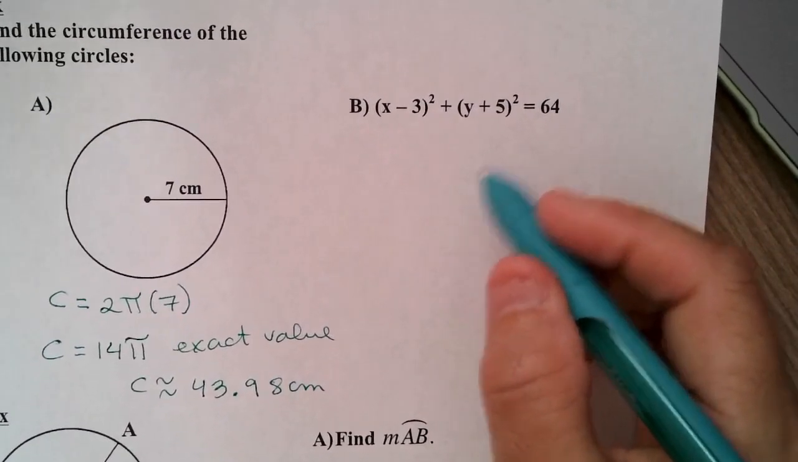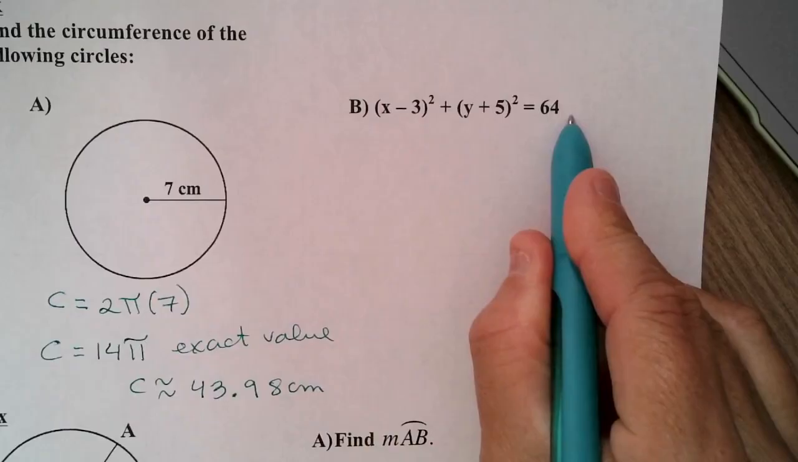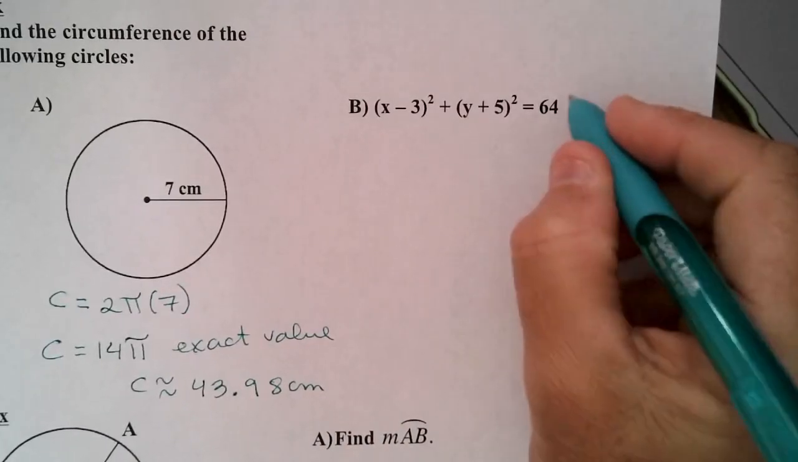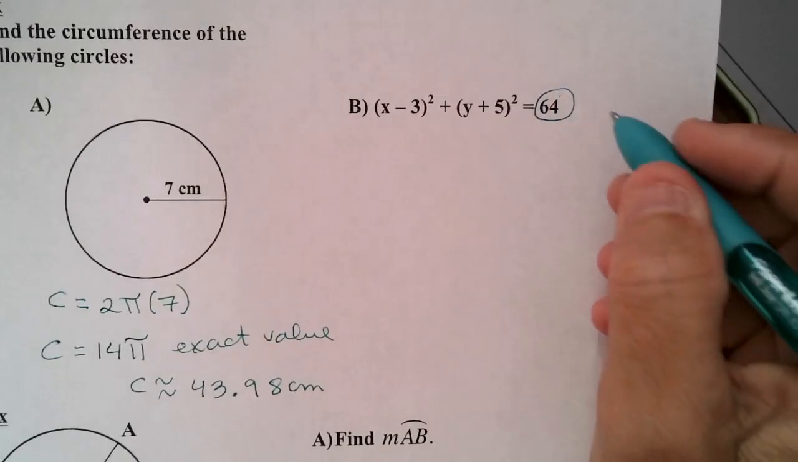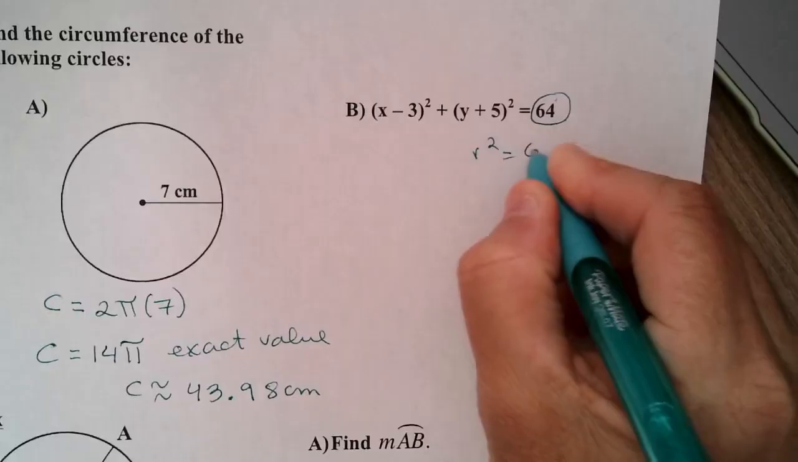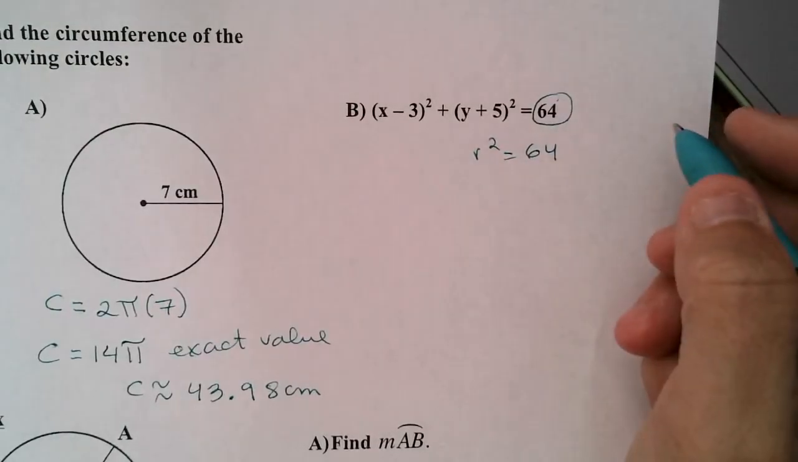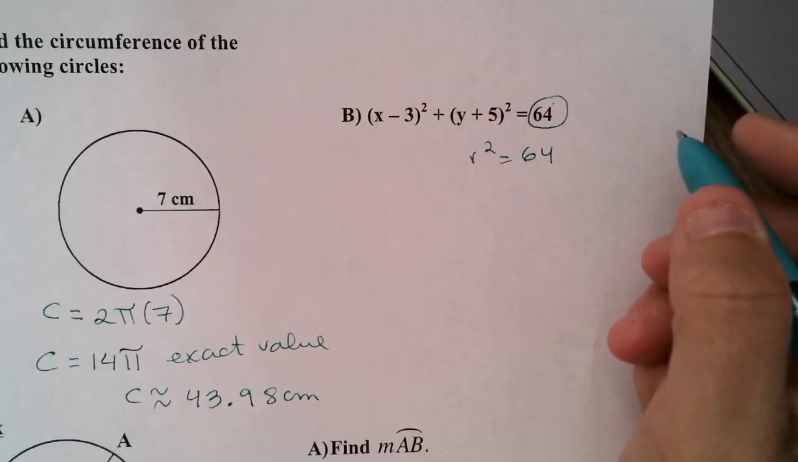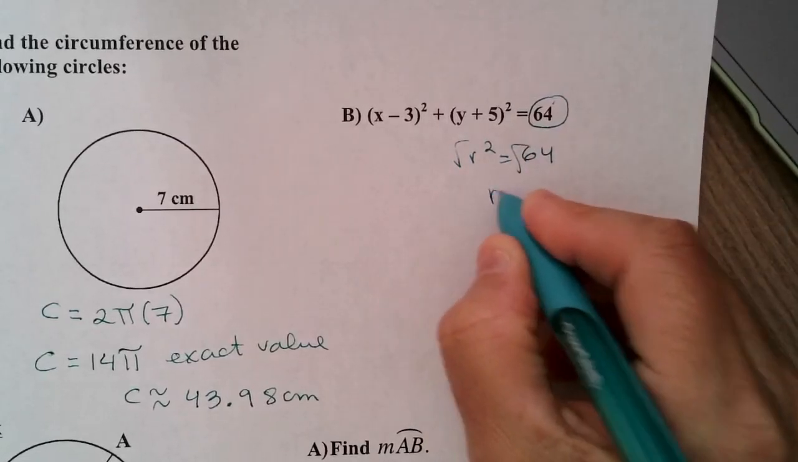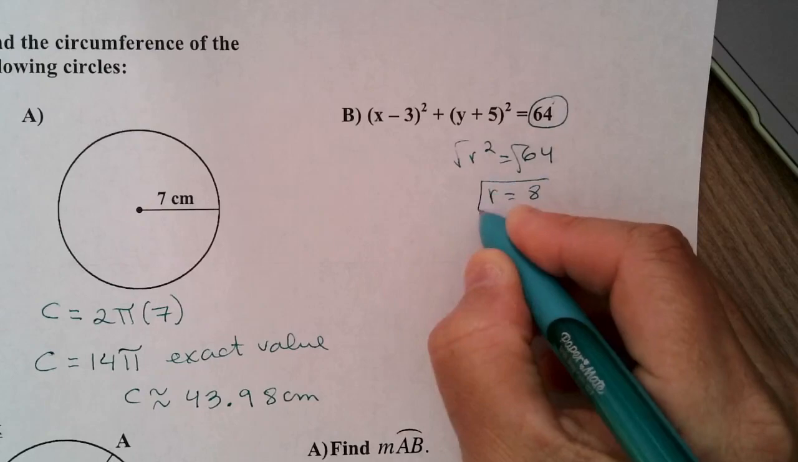On this example here, we have the equation of the circle. We discussed that in our previous lesson. Here we have the right side equal to 64. That means that r squared equals 64. When we take the square root of both sides, we get r equals 8.